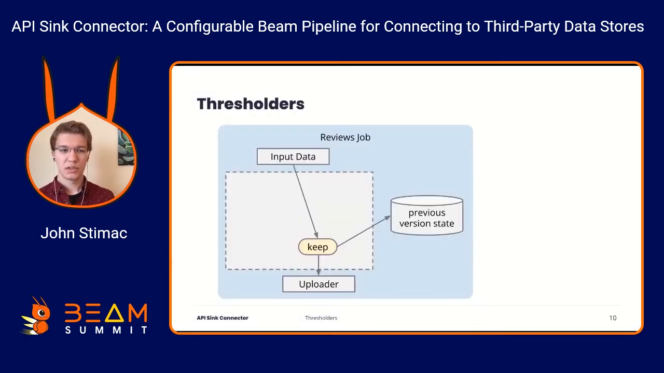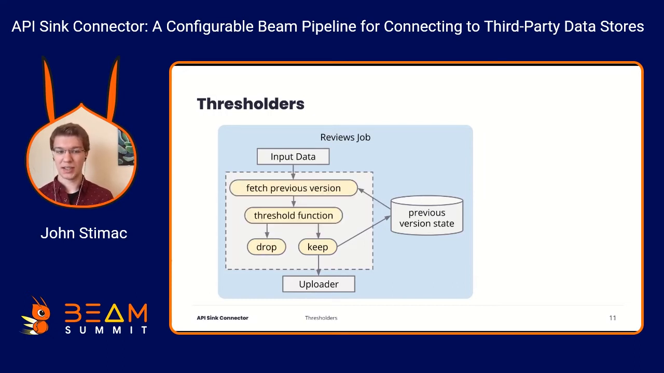So basically, when we get data into our job that uploads reviews to the data store, the first time we see a message for a specific primary key, we take it and we store it in what we call a previous version state. So this is just a combining value state that stores the value of each message keyed by its primary key. So every time a message passes through, we update this state. Then when we see another message for the same primary key, we can fetch the previous value from this previous version state, and we can run it through what we call a threshold function.